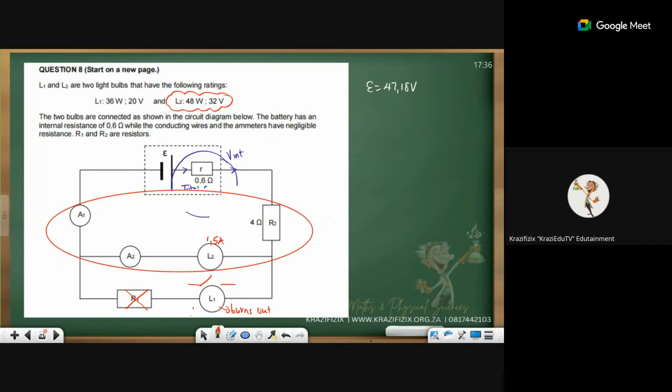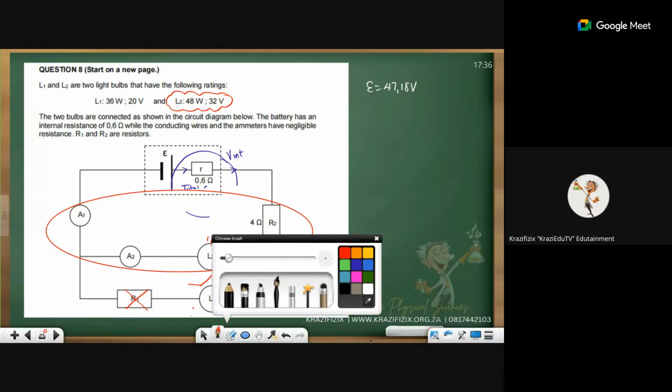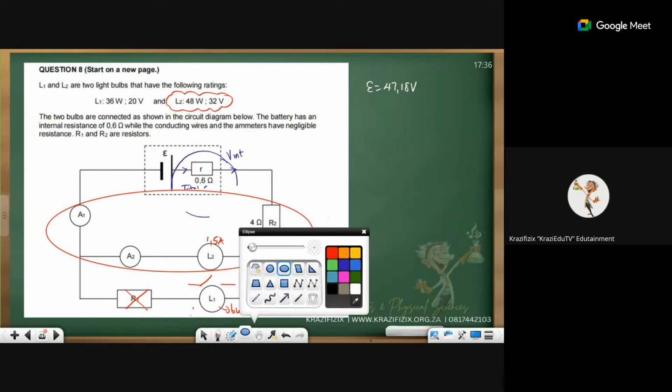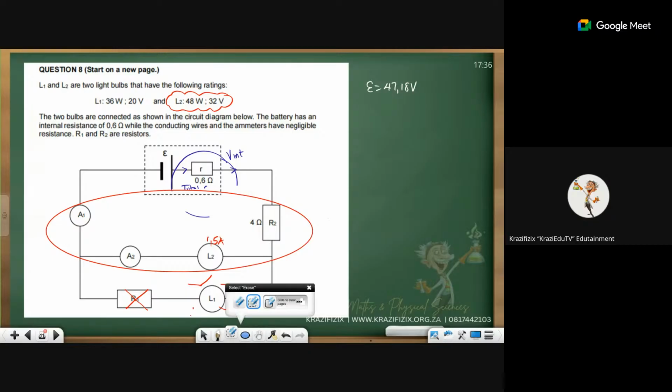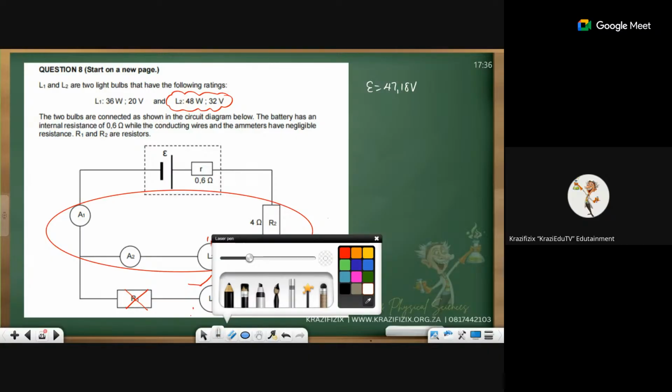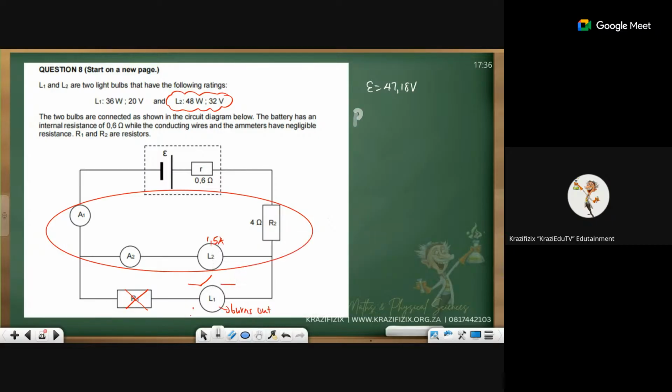So let's go calculate the new current. What do we know? Our old current no longer works, right? But the light bulb can still accommodate 1.5. What will the new current be? You know what we can do? Let's calculate the resistance. It's going to be very easy that way. What is the resistance of L2? We can get it by saying P equals V squared over R.